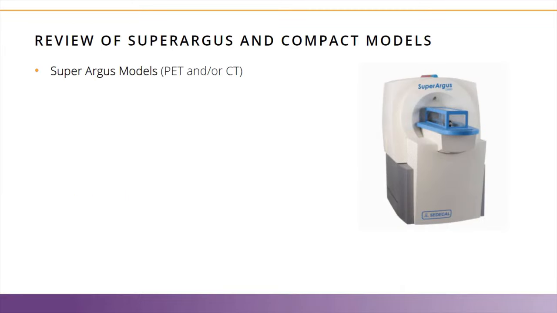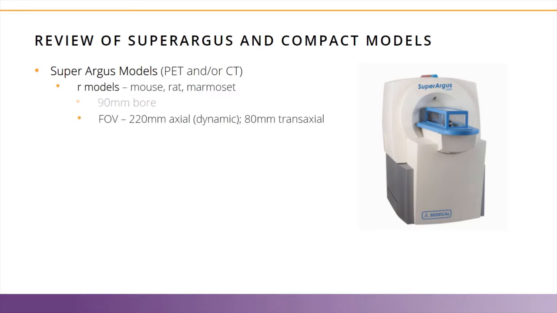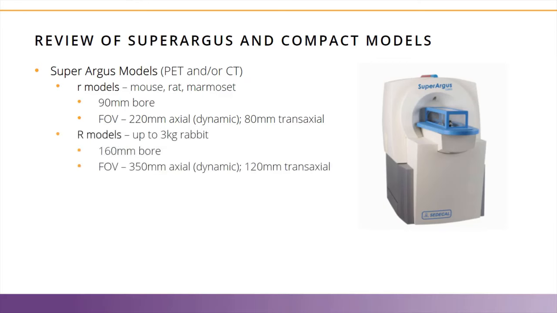Moving now to the SuperArgus system, you have the choice between PET alone, or PET with CT, and of course CT alone if you choose. There are 3 different options for bore sizes. The little r is ideally suited for mice, rats, and other small animals such as marmosets, having a 90 millimeter bore diameter. The big R has a larger bore at 160 millimeter diameter and is ideally suited for larger animals up to rabbits around 6 kilograms.